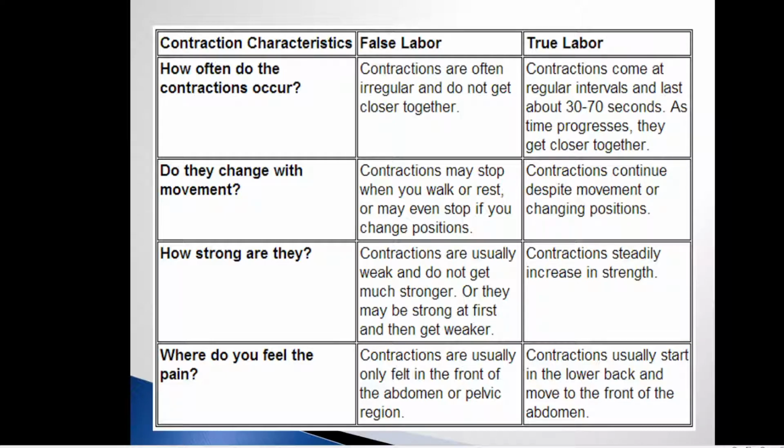You can see and present some answers to some questions, such as: how often do the contractions occur? Do they change with movement? How strong are they? Where do you feel the pain? And you see what the answers are in case of false labor and in case of true labor, and what the differences are.